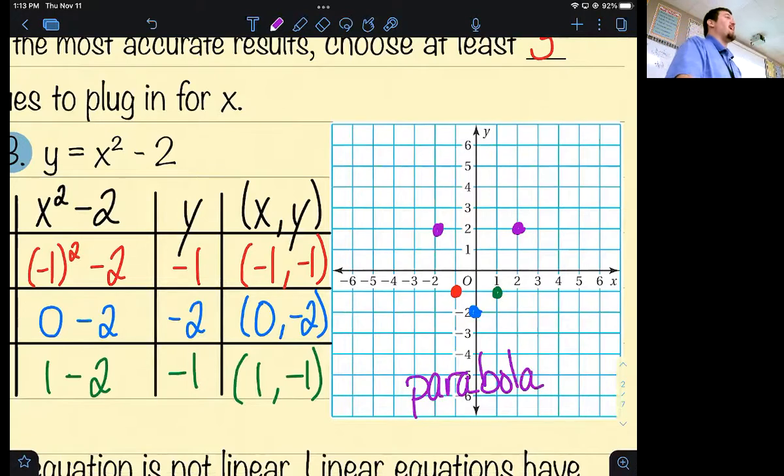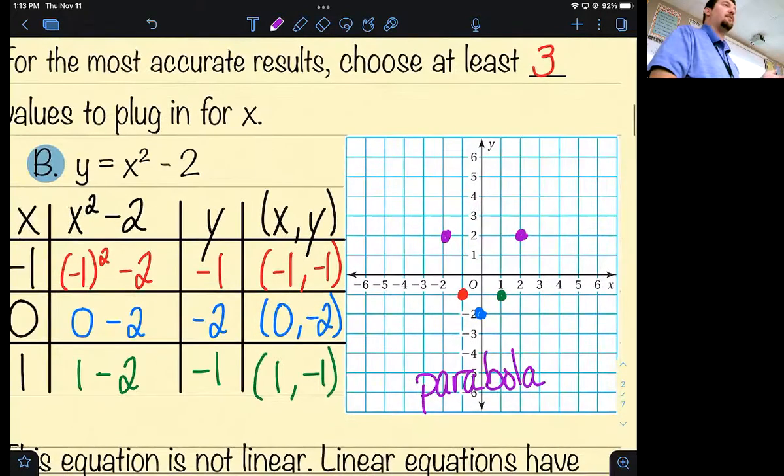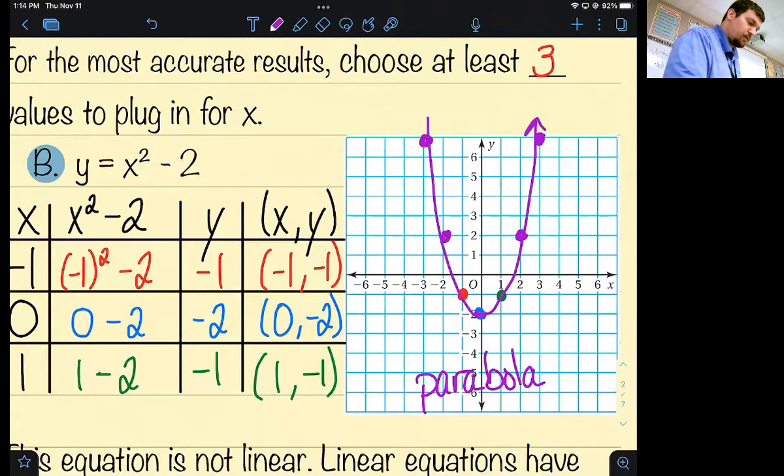You'll do a lot with parabolas next year in Algebra 1. Just to give you an idea of what a parabola actually does look like, though, let's go one more value. When x is 3, what's 3 squared? 9 minus 2 is 7. So when x is 3, y is 7. And then that means when x is negative 3, y is also going to be 7. And so a parabola looks like a U.